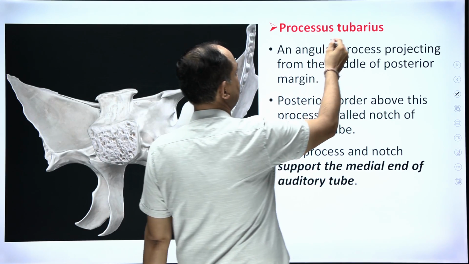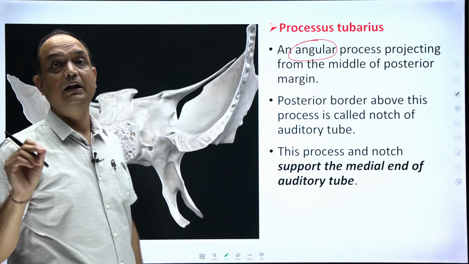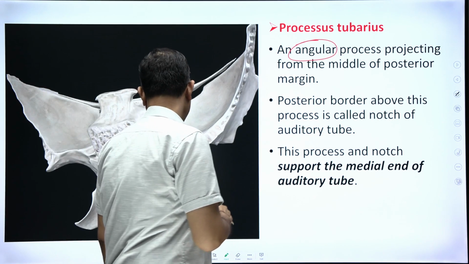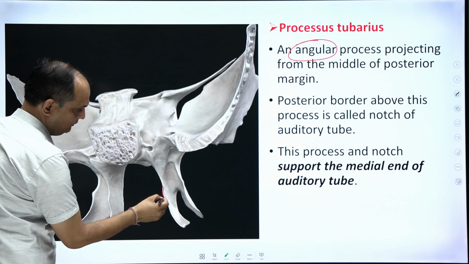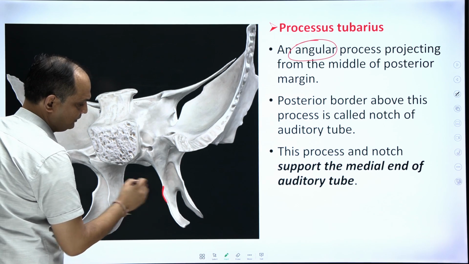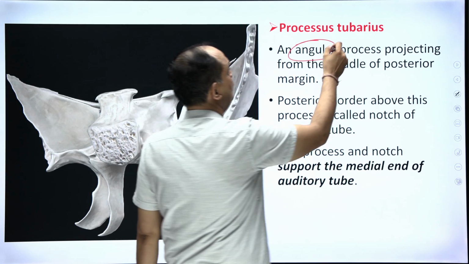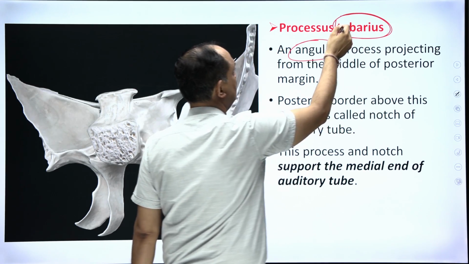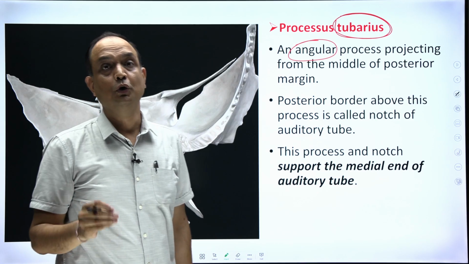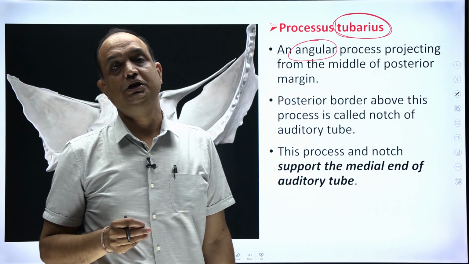Now what is processus tuberis? It is an angular process projecting from the middle of the posterior border. Here you can see that this is the posterior border on which you will find this small angular projection. Now there is one word coming, tubarius. Why is this word tubarius used? Because this is related with the tube. Which tube is there? The answer is auditory tube or eustachian tube.